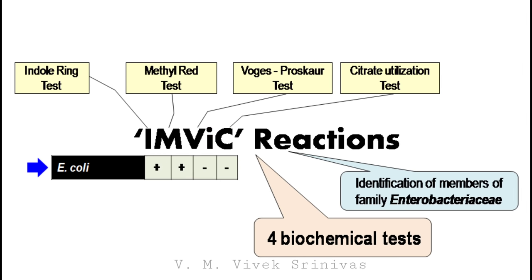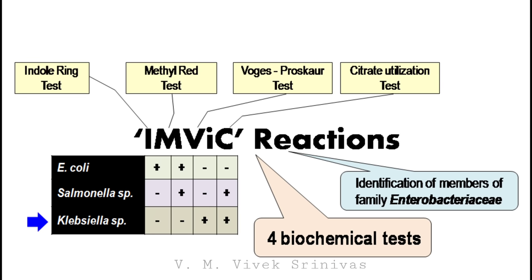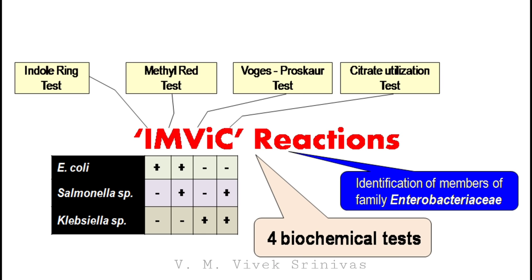The E. coli bacteria gives plus, plus, minus, minus for the IMVC reactions. The Salmonella bacteria gives minus, plus, minus, plus for the IMVC reactions. The Klebsiella bacteria gives minus, minus, plus, plus for the IMVC reactions. So, IMVC reactions are employed in the identification of the members of the family Enterobacteriaceae bacteria.